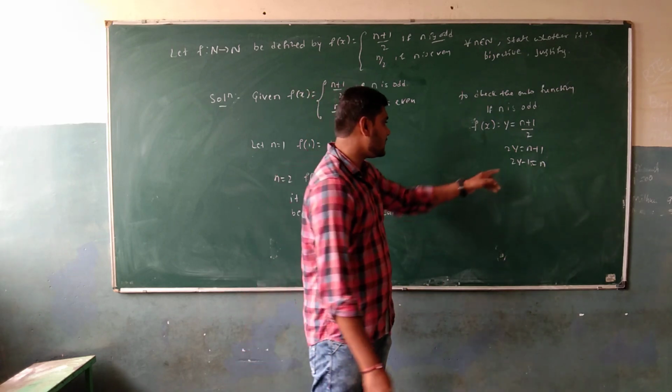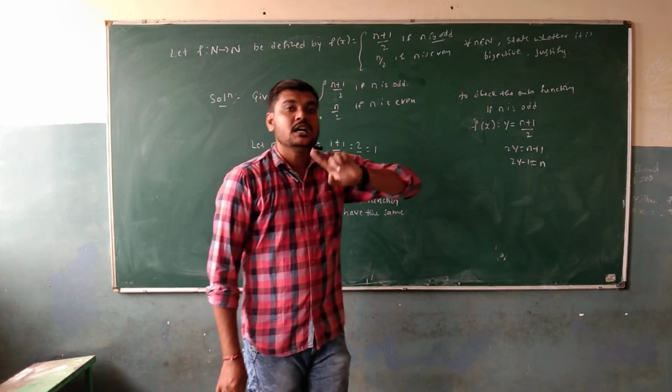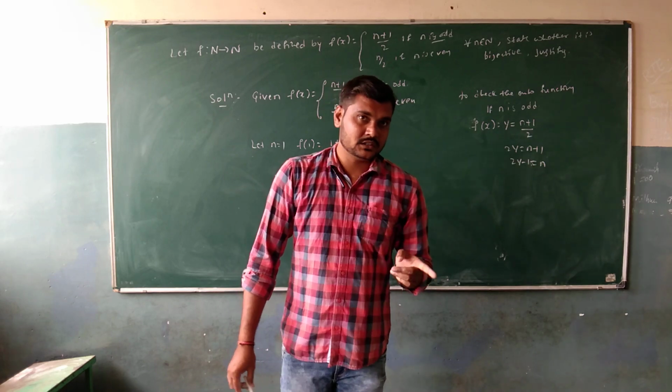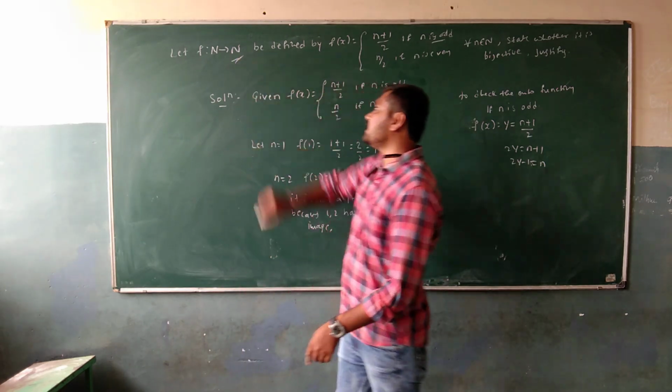Y is any natural number, because we have already mentioned that y is the element present in the codomain. So the codomain is also the set of natural numbers.